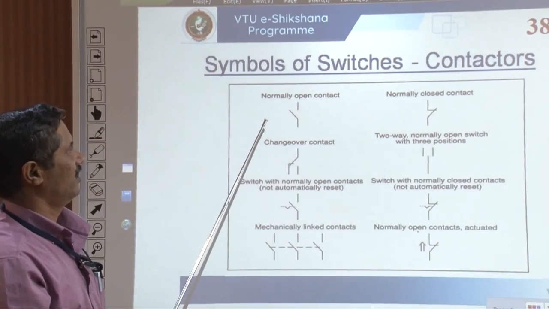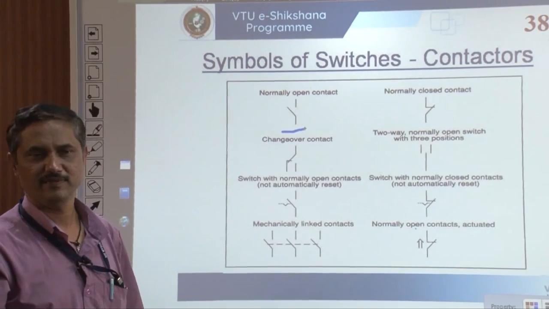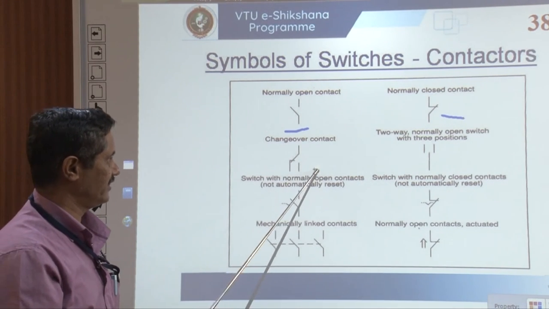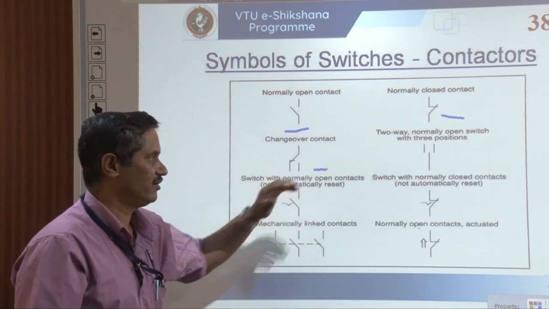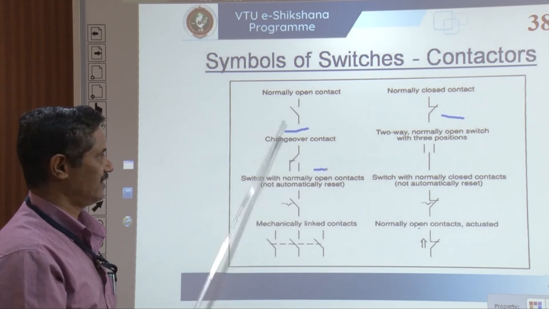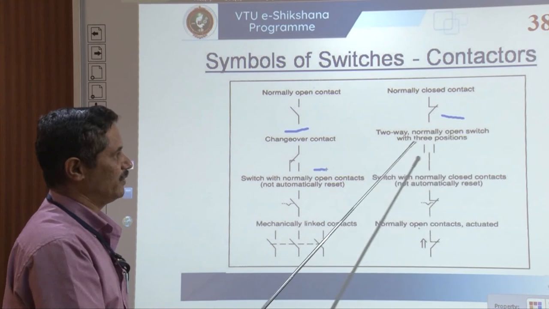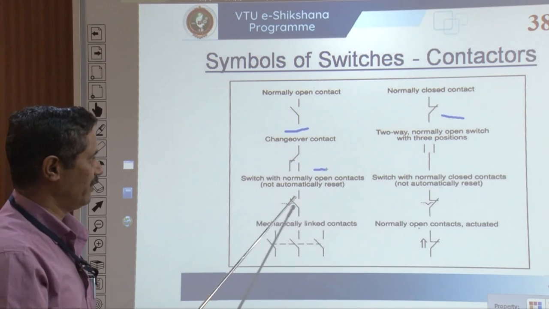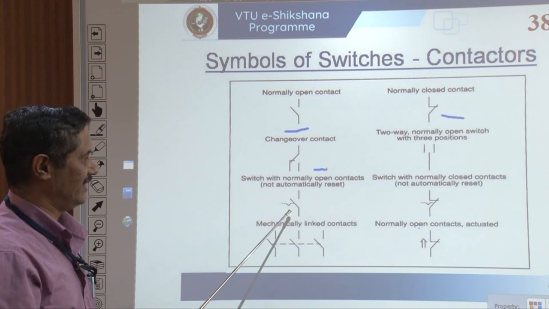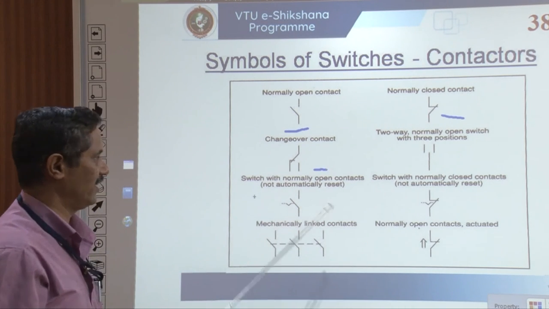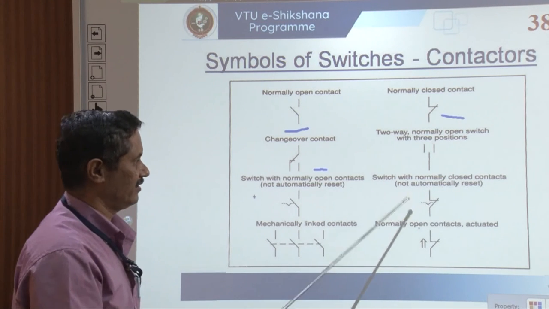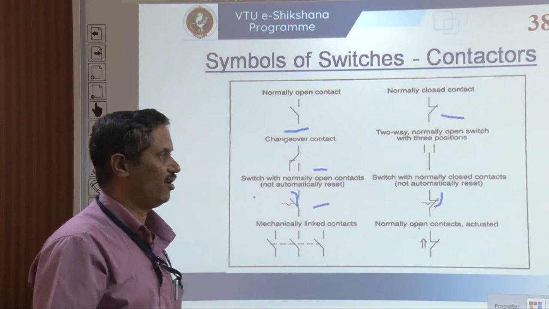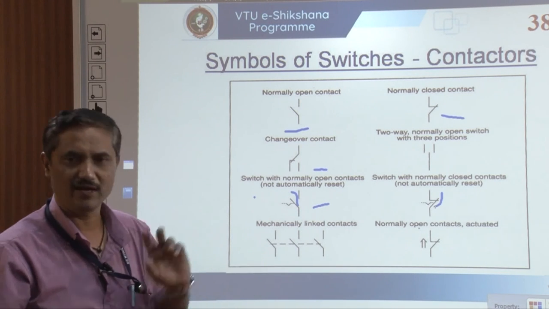So, let me take a few such symbols for you before we start the electro-pneumatics theory part of it at the circuit level. Normally open contacts are represented like this, and normally closed contacts are represented like this. Changeover contact is shown like this. You can change from one to another, NO to NC, and that is represented like this. Two-way normally open switches with three positions is represented like this. And a switch with normally open contact, not automatically reset. So, to set and reset, you have to do it manually. Then a switch with normally closed contact: the normally open contact was open, here it is closed, again not automatically reset. So, a toggle kind of thing.